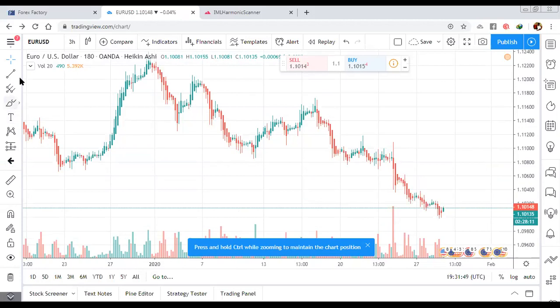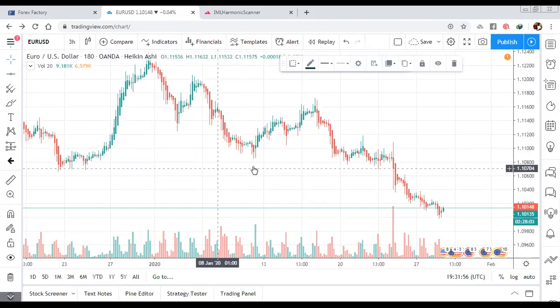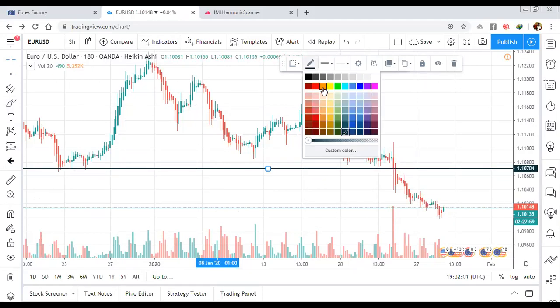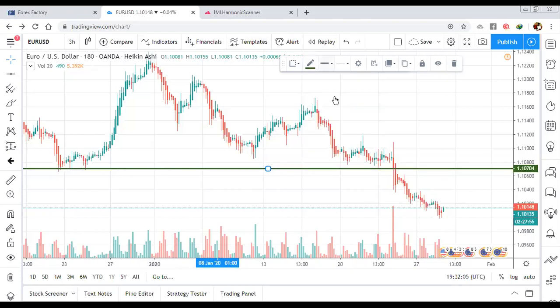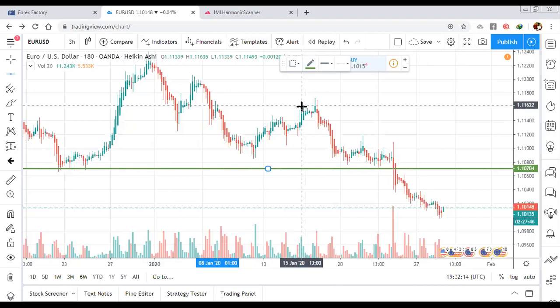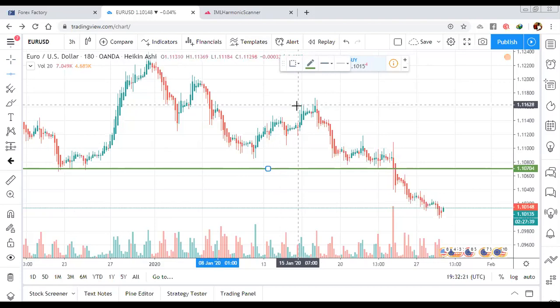Now, I made my floor to be here. Let me place another floor. Now let's take this line as our floor and let's leave it in green. Okay, now let's place our ceiling or roof. Where is the immediate ceiling? Here. Okay, let's say here.